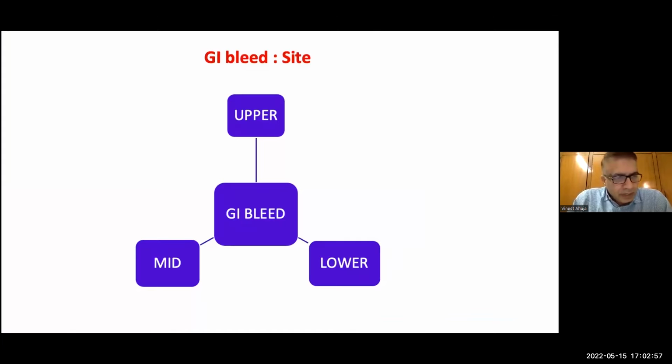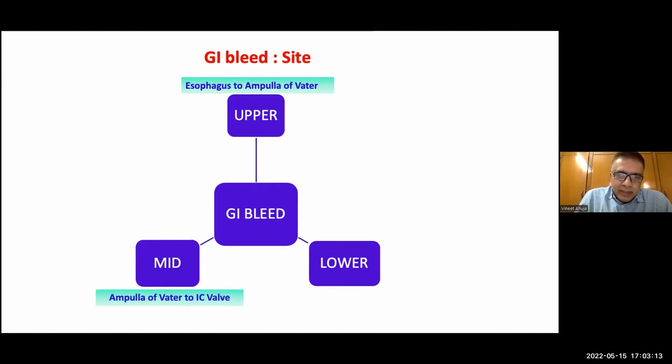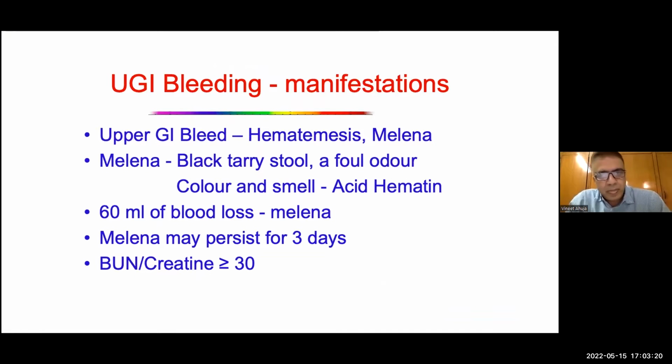Although now, with advancements in the way we have been able to assess the small bowel with the help of endoscopy, when we talk about GI bleed, classically it was upper and lower. Now we talk about upper, mid and lower. Upper is esophagus to ampulla of Vater. Mid bleed is ampulla of Vater to ileocecal valve, and lower GI bleed is ileocecal area to the anorectum.